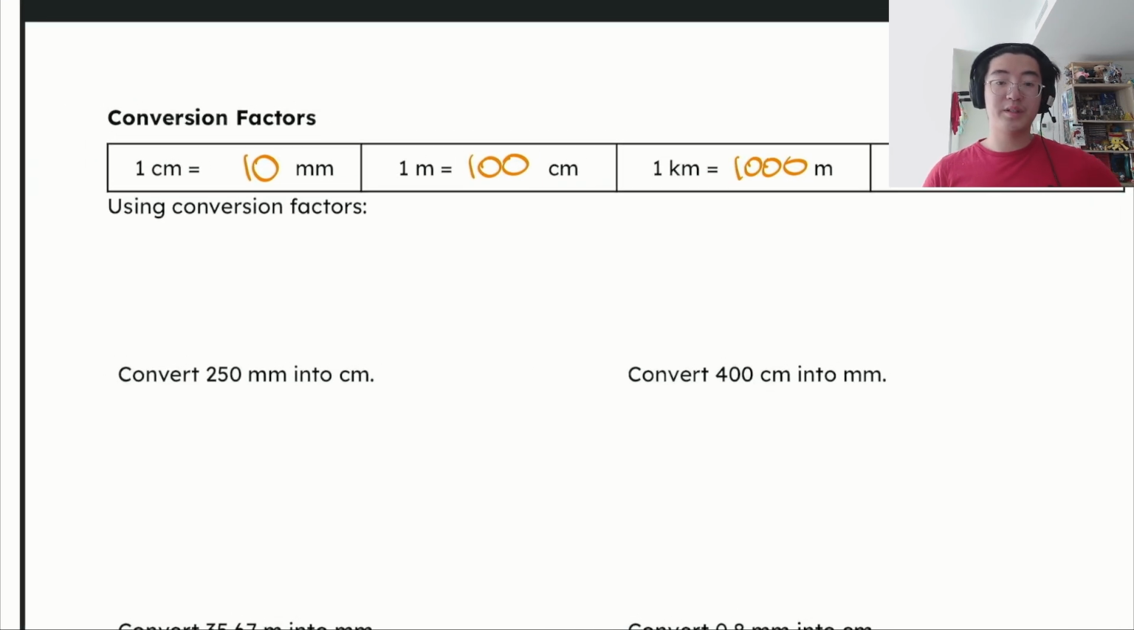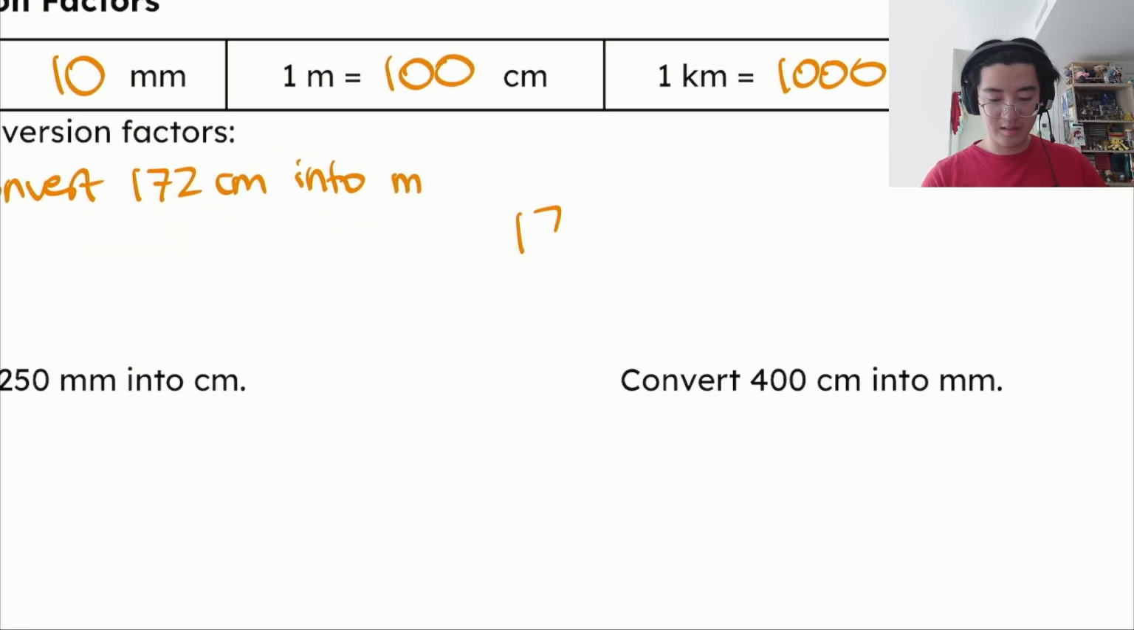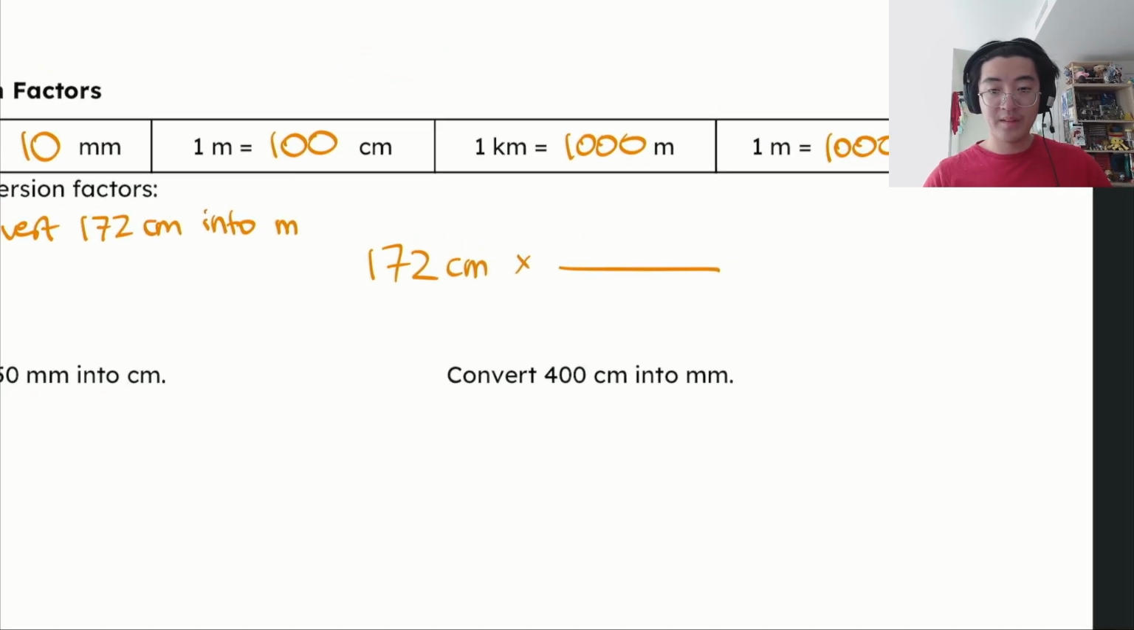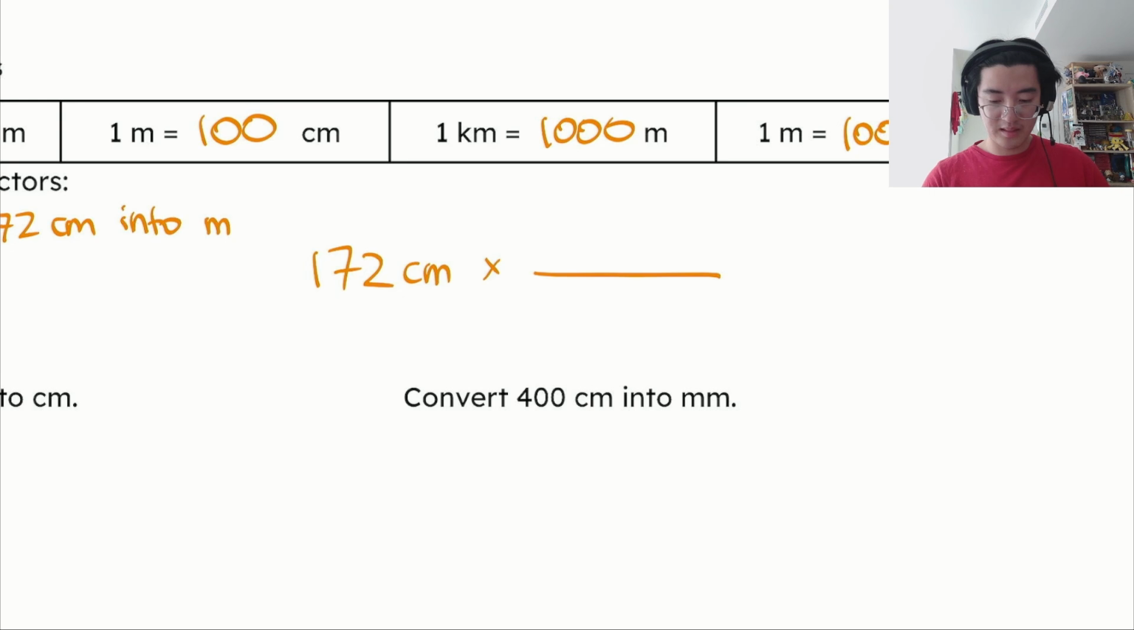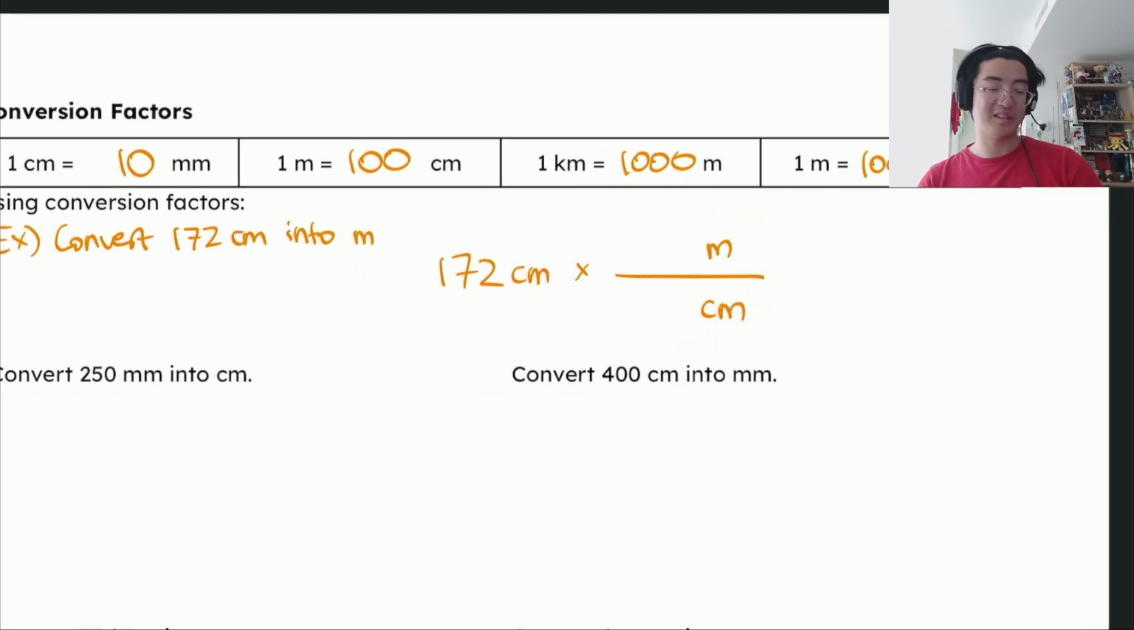Okay, so when we convert, we use conversion factors. So let's say, for example, let's convert 172 centimeters, which is my height, into meters. So what we want to do is set up a fraction. The unit on the top is what we want to convert to, and the unit on the bottom is what we want to cancel out. Right, so we want to convert to meters from centimeters, because then when you multiply it, the units will cancel out.